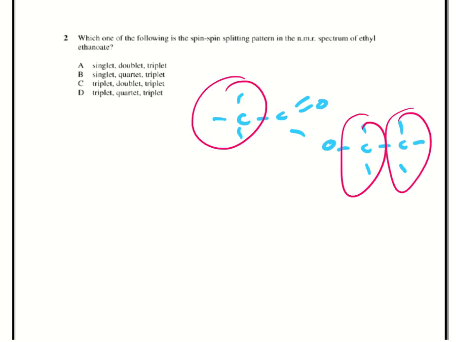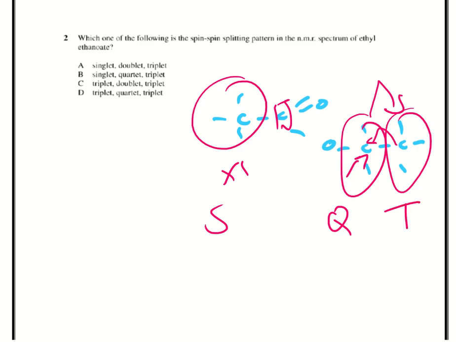Okay. Which one of the following is the spin-spin splitting of ethyl ethanoate? Well, I think we've done this one earlier, so we'll just do it again. A wee bit more practice never does any harm. Okay, so we're going to have 1, 2, 3 peaks. This one's going to be a singlet because this carbon has no hydrogens on it. This one is going to be a quartet, because adjacently it has 3 hydrogens, and this one's going to be a triplet because adjacent to that is CH2. So we're looking for singlet, quartet, triplet. So it looks like B is our answer.